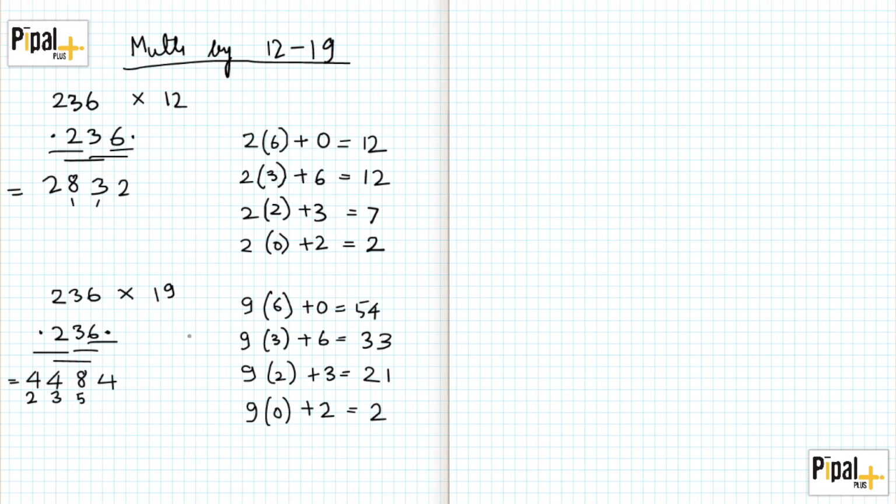So let's say if it were 247 multiplied by 17, I would be doing the same pair business with 7 times the digit on the left hand side plus the digit on the right hand side. So I'll do the same methodology. The only thing that changes, instead of using 2 here when I was multiplying with 12, or 9 here when I was multiplying by 19, I'm going to use a 7 here when I multiply by 17, right? So this is our multiplication by numbers between 12 and 19.